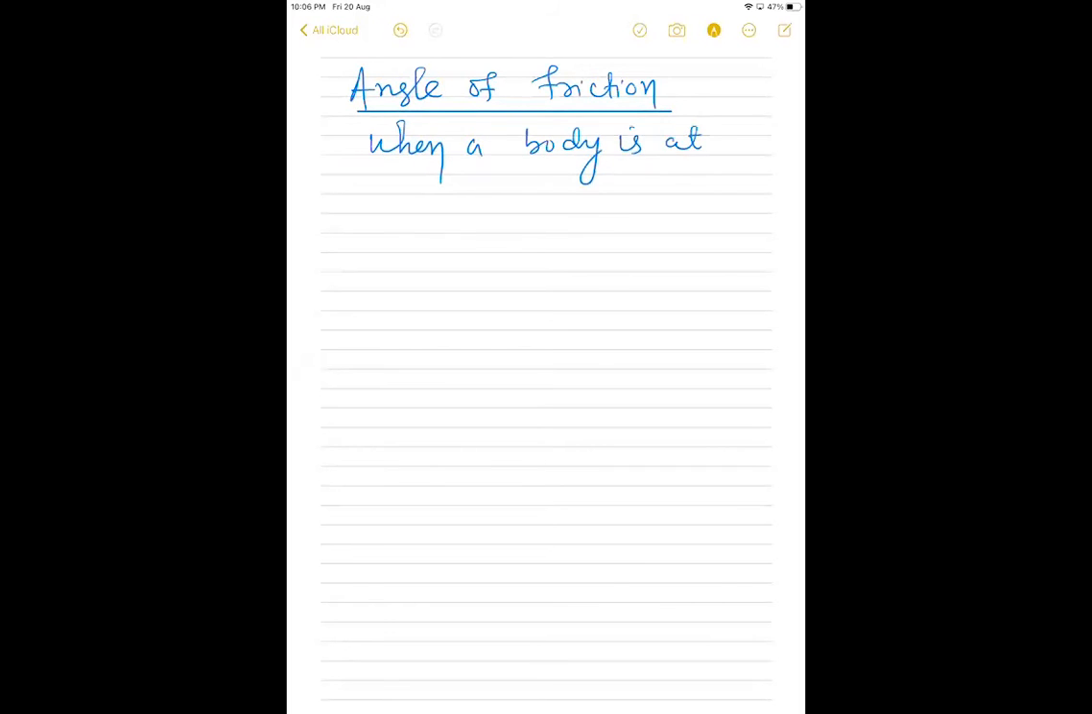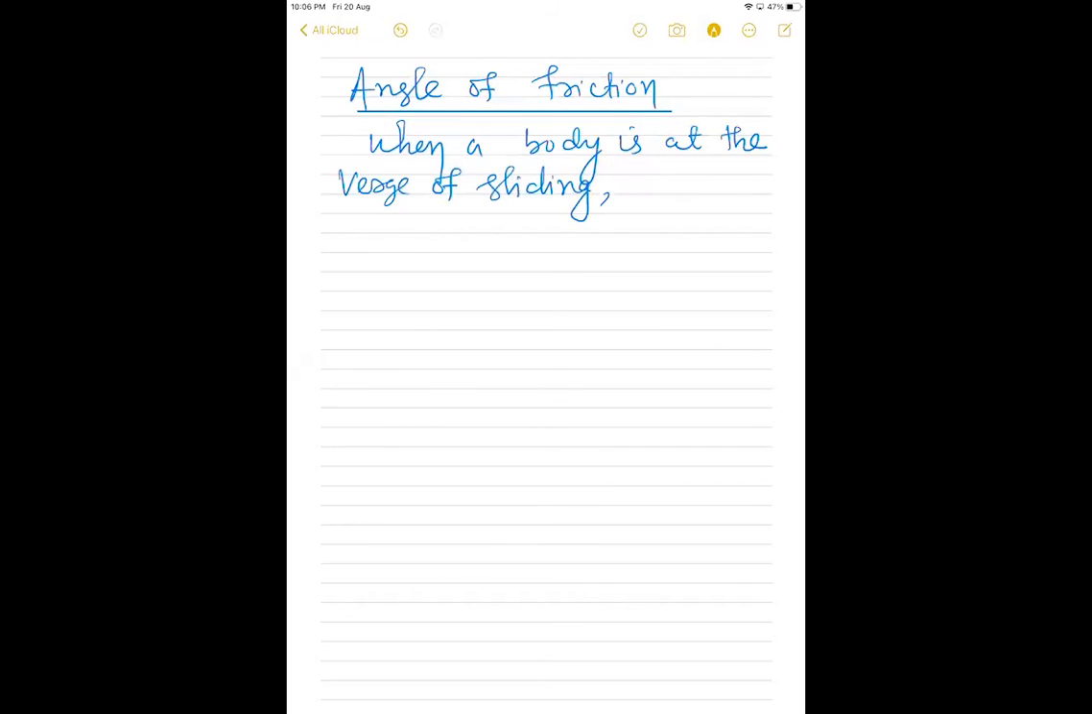Next, right? Angle of friction, right? Sometimes in the question it will be given angle of repose also. Let's understand both. Yes or no? Students, when a body is at the verge of sliding, right? Verge of sliding, correct?